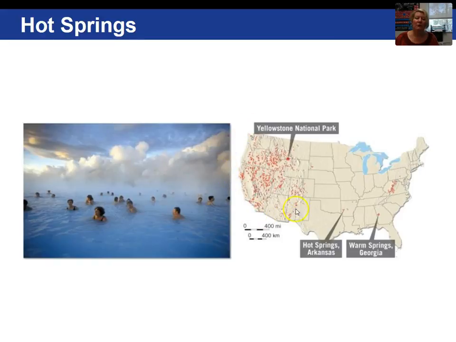This shows a map of the United States where clearly most of our hot springs are located west of the Rockies. That's where our rock is younger and warmer. There are still some locations on the East Coast from the Appalachians, and here is Warm Springs, Georgia, and Hot Springs, Arkansas as well.